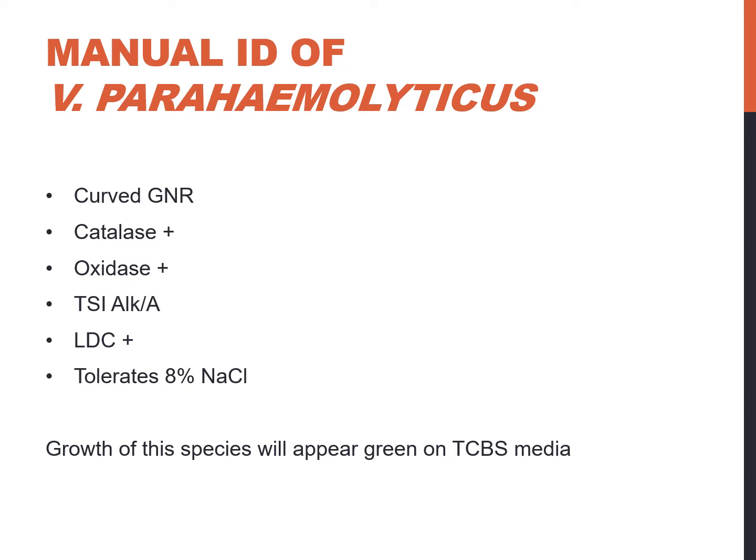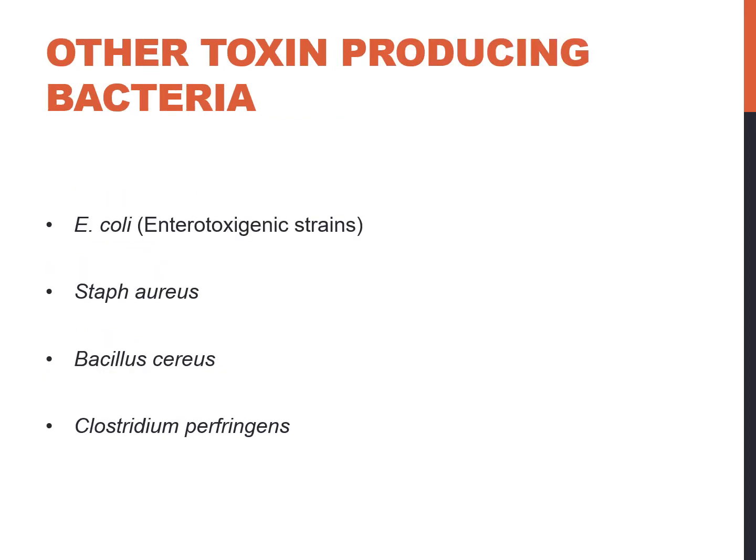There's actually another species of Vibrio called Vibrio vulnificus. It also causes gastrointestinal issues and wound infections associated with seawater. Other toxin-producing bacteria that are on the list would be E. coli, especially the enterotoxigenic strains, Staphylococcus aureus, Bacillus cereus, and Clostridium perfringens.